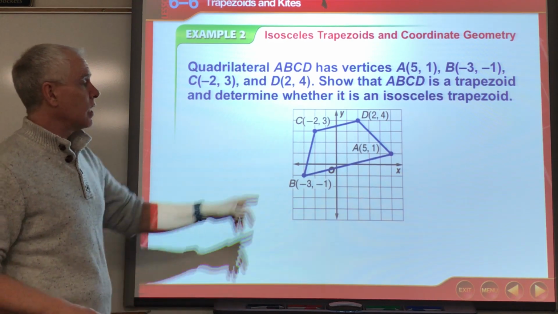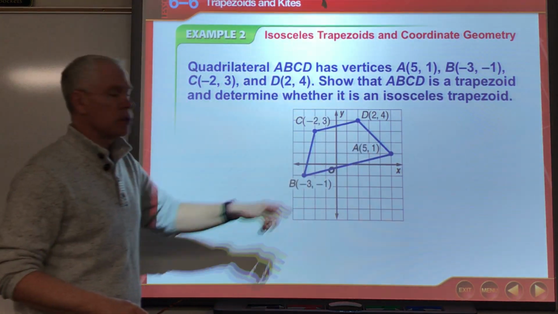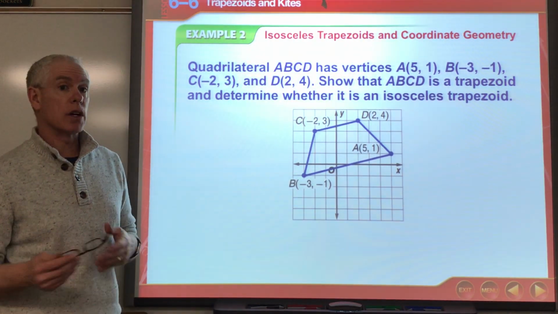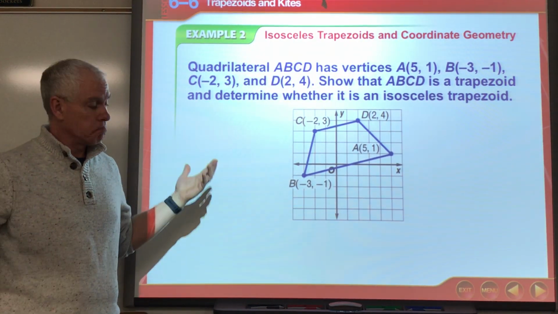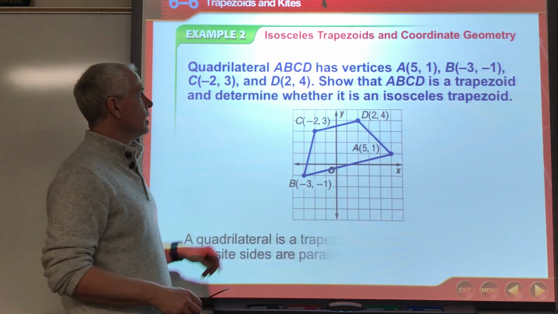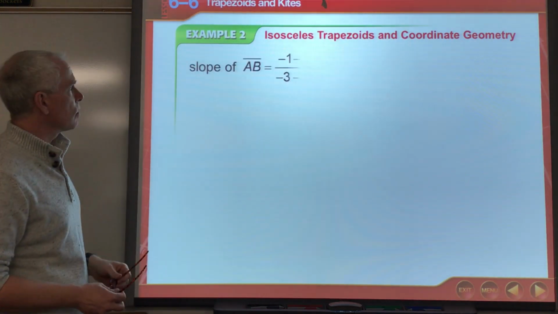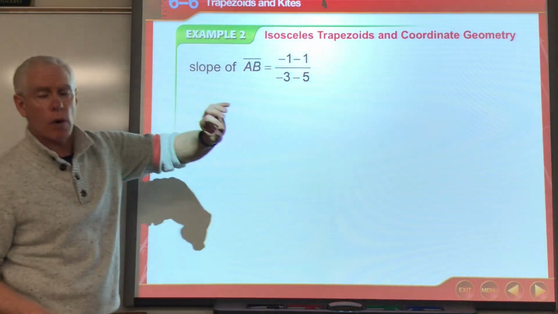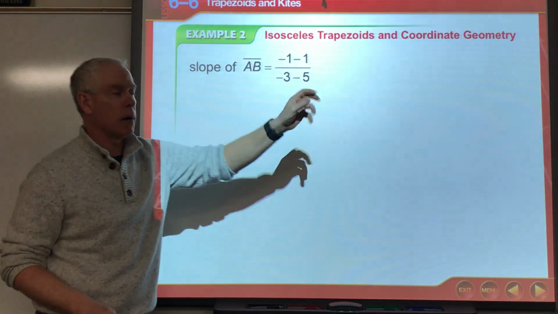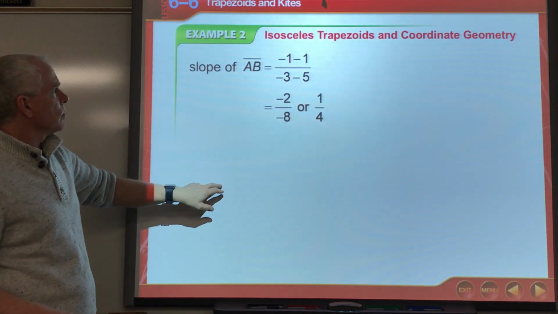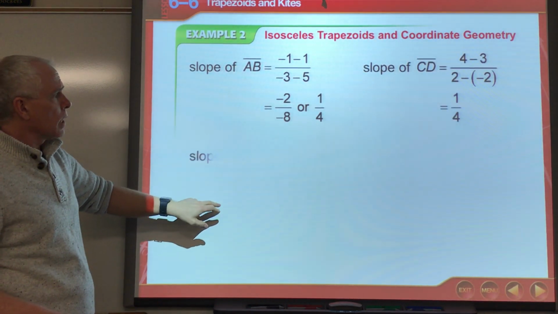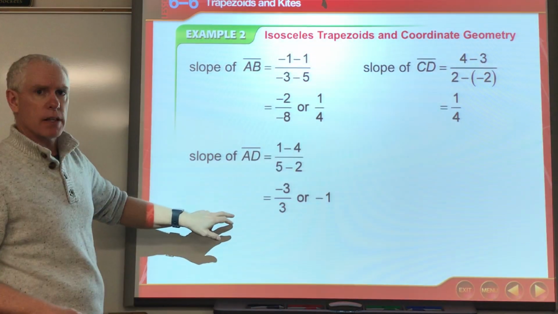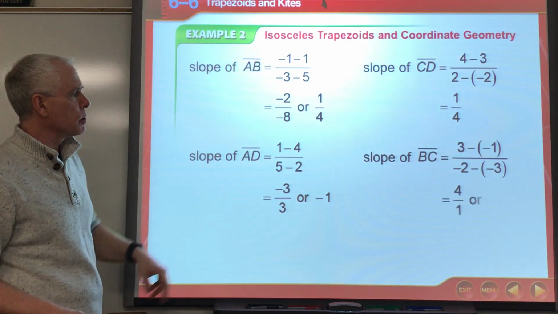Now, to prove that it's isosceles, I'm going to use the distance formula and try to show that the diagonals are congruent. If they're congruent, it's isosceles. If not, it's just a trapezoid. Okay? So let's see what we're going to do here. So I take those sides, and I apply the slope formula, y2 minus y1 over x2 minus x1, for each of the sides. Okay? And if you want to go back and try this with those numbers, you certainly can. Here's the numbers you get.